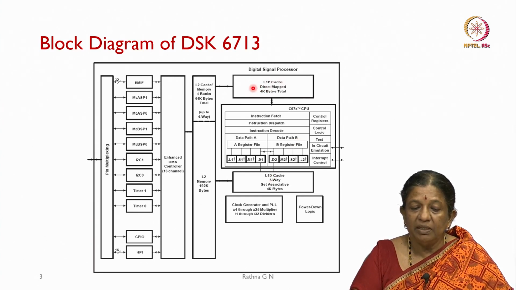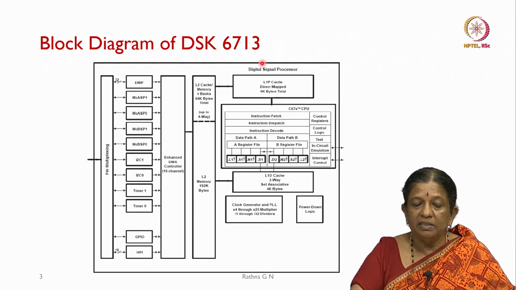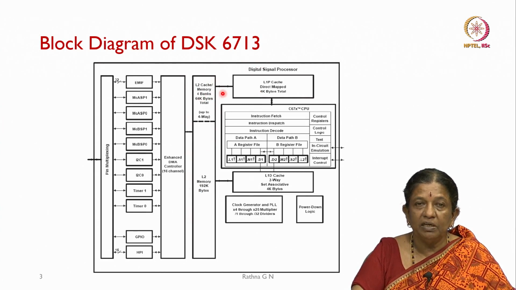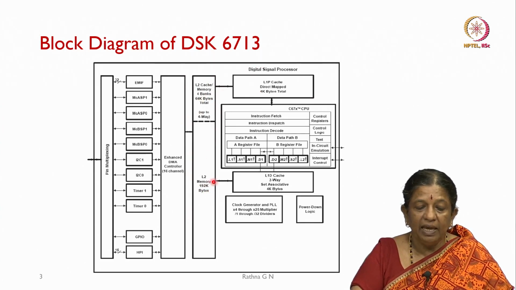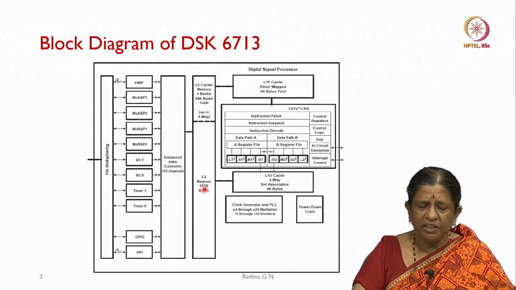The L1P cache is direct mapped and also has 4K bytes in total. These are the interfaces we can see. This is the L2 memory interface, which supports up to 4 ways, and the L2 memory can go up to 192 K bytes of data that you can interface.